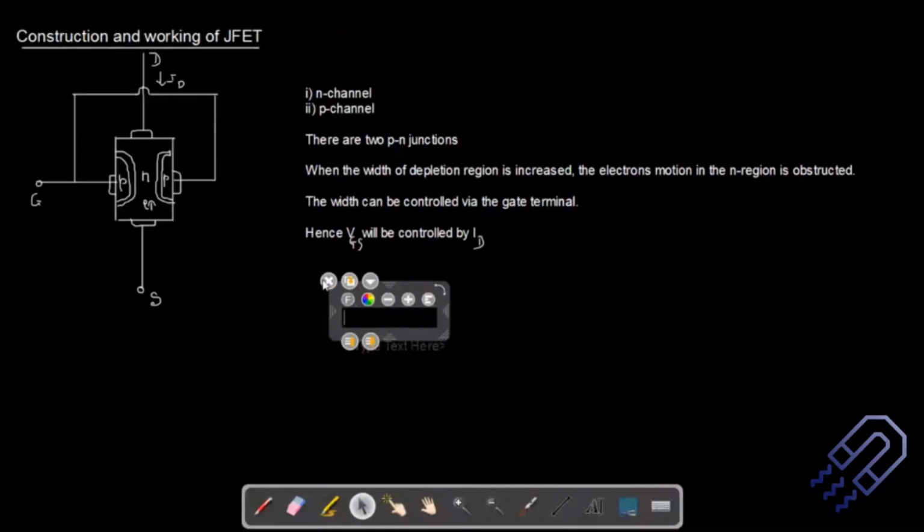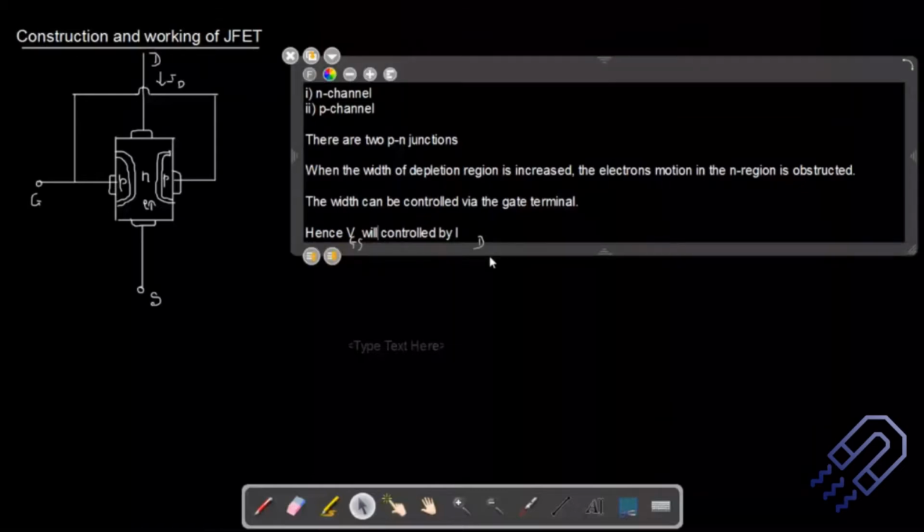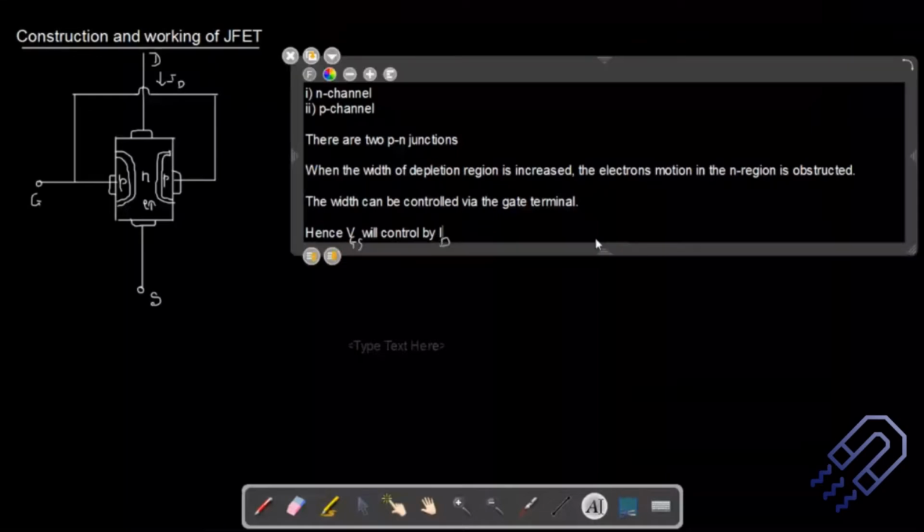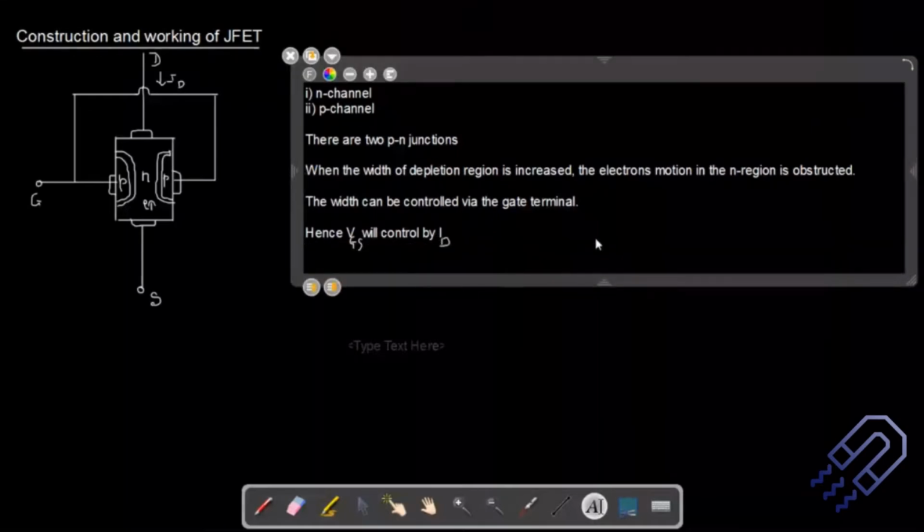So not will be controlled, sorry, this will control ID. Okay. So it will basically control ID. So the current is actually controlled by the gate source voltage. So if that happens, we can actually call it the voltage controlled device. Okay. So that is why it is actually called a voltage controlled device. Hence, it's a voltage controlled device.